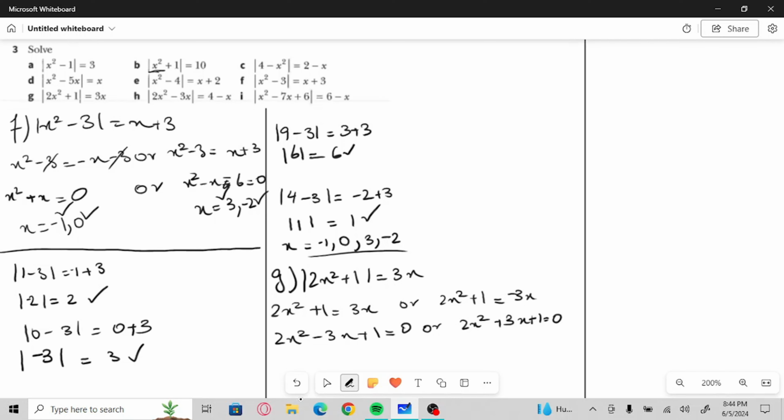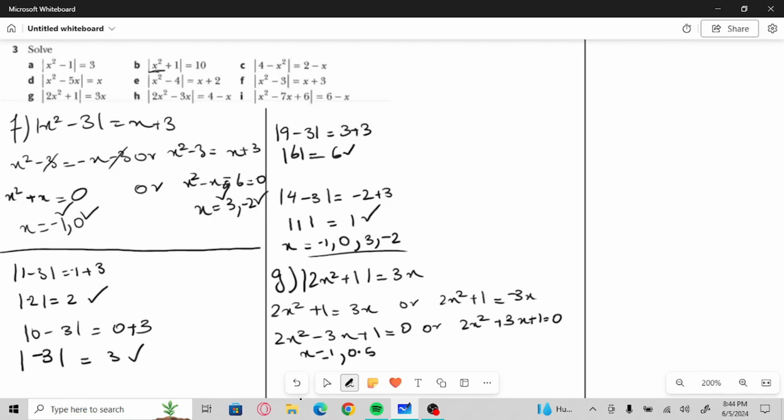In this case, we will get x equals 1 and x equals 0.5. And for the other case, we will get x equals -0.28 and x equals -1.7. Now we are going to input these values into the question itself.